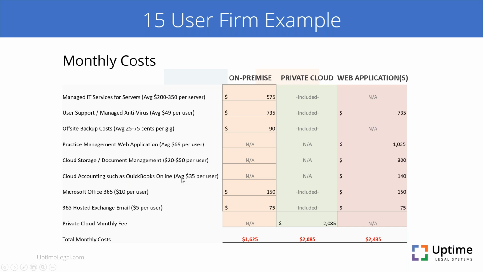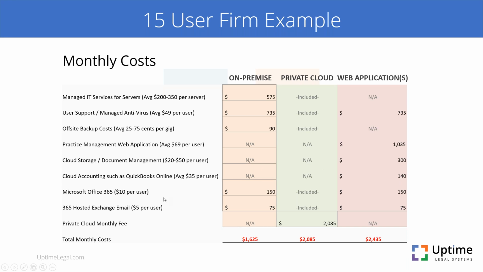Now we go over to accounting. Sometimes this includes accounting, sometimes it doesn't. On average, in a law firm, if you're a 15-user law firm, not everybody's an accountant, so you might have 3 or 4 people. So at about $35 a user, you might have some kind of accounting system for anywhere between $100 to $150 a month.